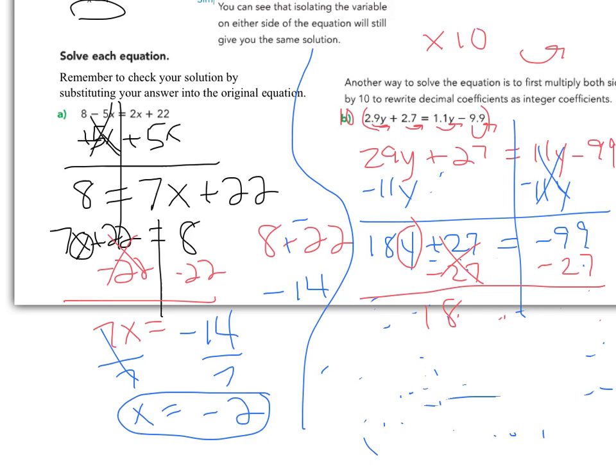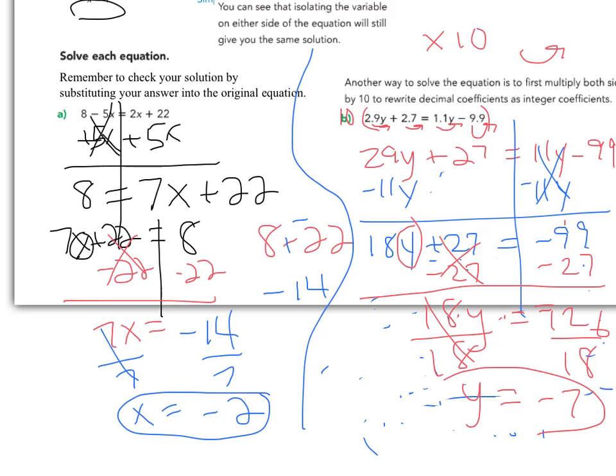Okay, so that's going to give me 18y equals, now these are both negative, so we add them. Okay, so it's going to give me negative 126. Okay, so now we need to undo the multiplication with division. And y equals negative 126 divided by 18 is negative 7.